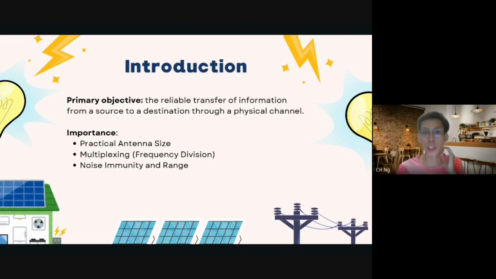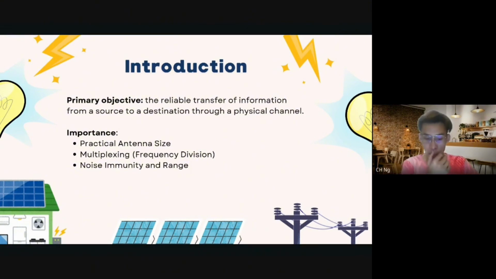So the primary objective of modulation is the reliable transfer of information from a source to a destination through a physical channel. So first importance of modulation, practical antenna size. By superimposing the low frequency message signal onto a high frequency carrier signal, modulation solves the physically impossible antenna height.